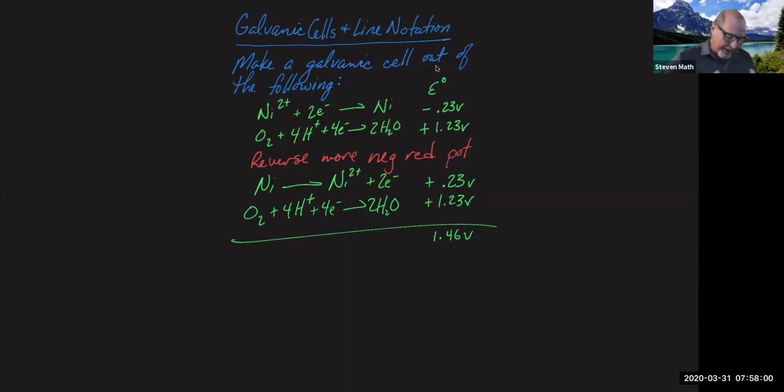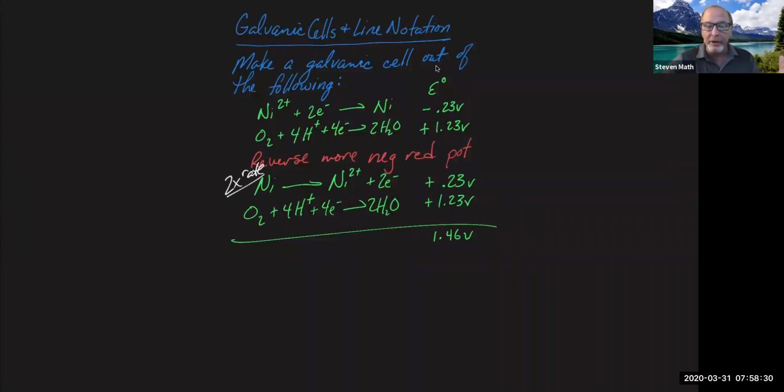And our concern is, hey, wait a minute. Our electrons aren't canceling. Everything we learned in balancing redox, our electrons have to cancel. But not in this case. I mentioned this earlier in one of the videos. What's going to happen is the nickel reaction that's happening out here is going to go at twice the rate of the oxygen reaction to generate those 4 electrons.